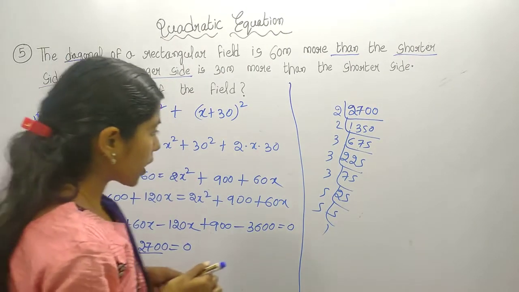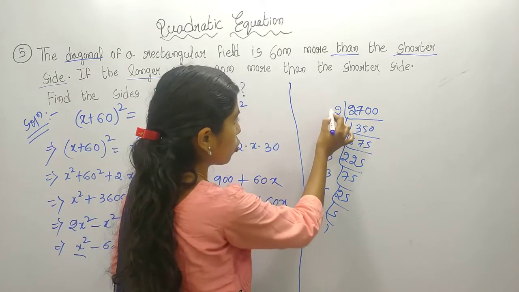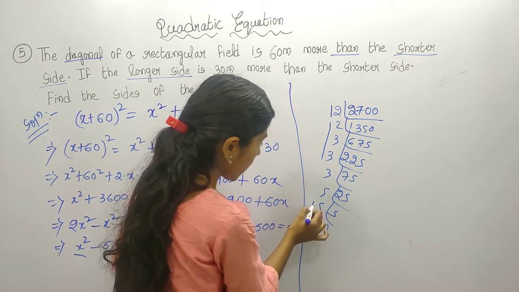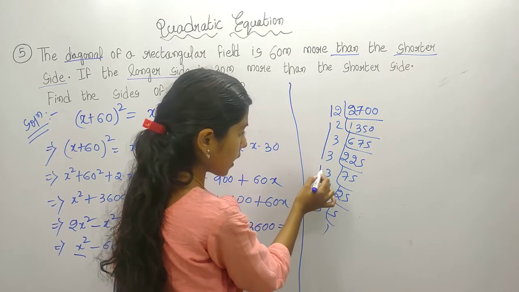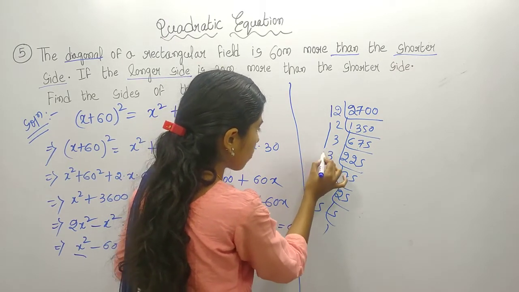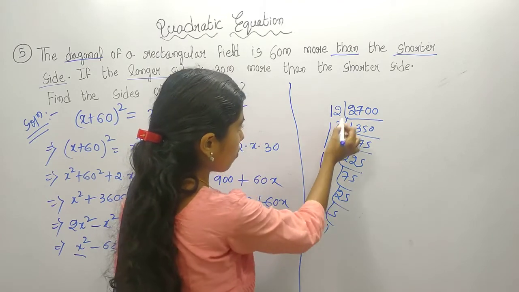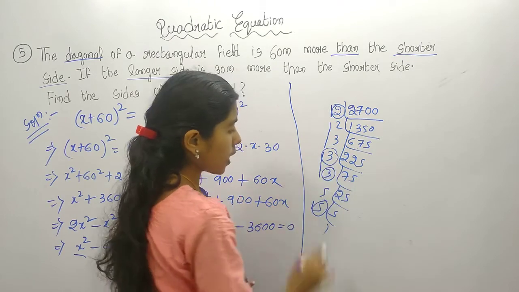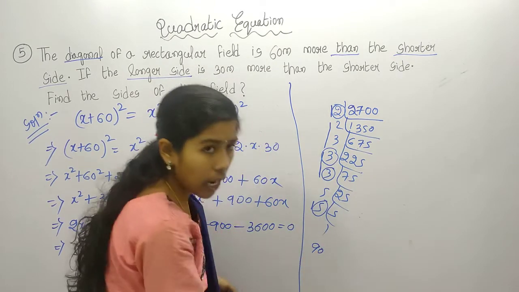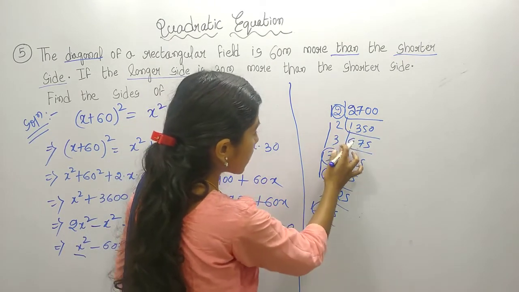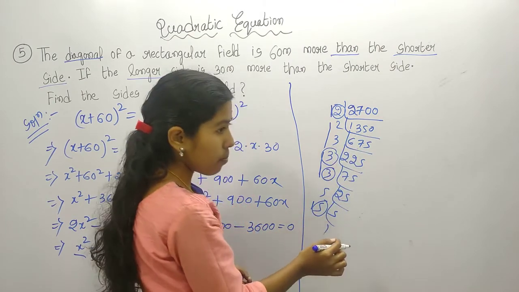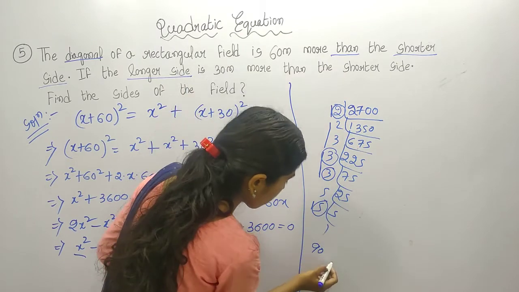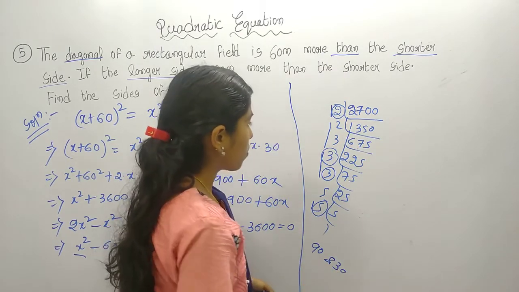See here we can take 2 3 6, 6 3 18, 18 5 90. Again 2 into 3 is 6, 6 into 5 is 30. So one number is 90, and another number is 30.